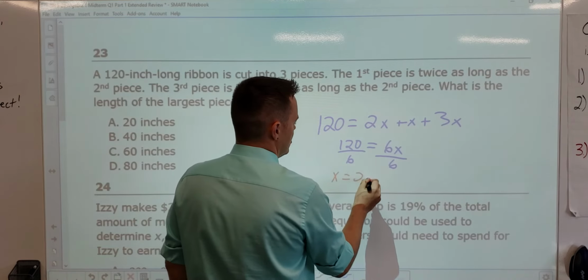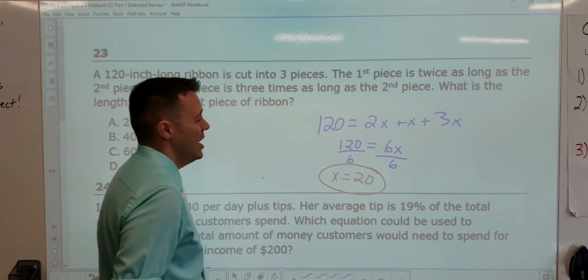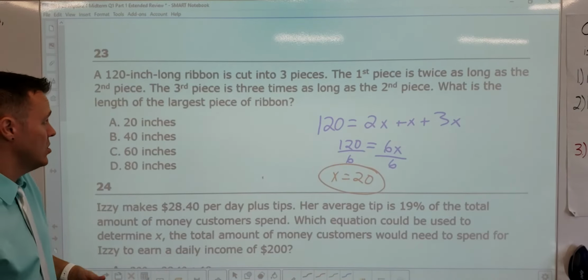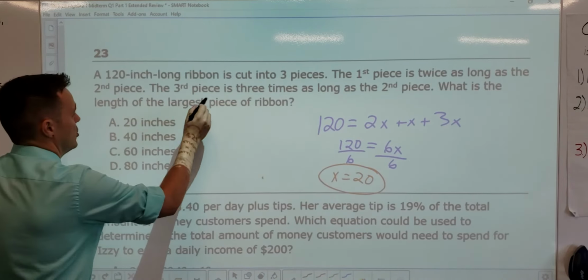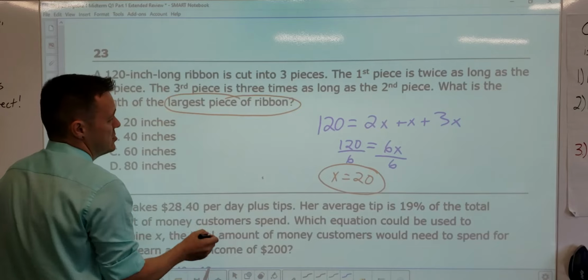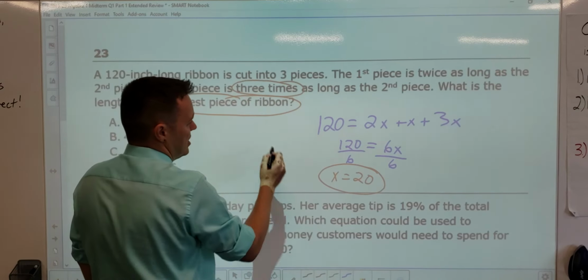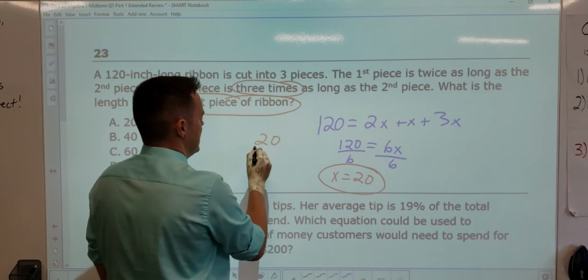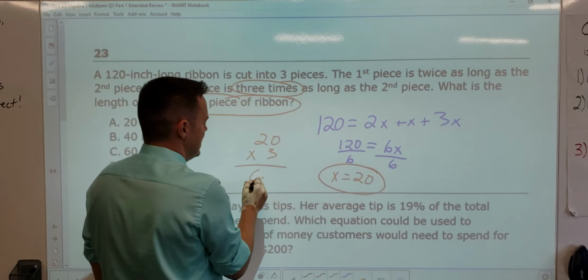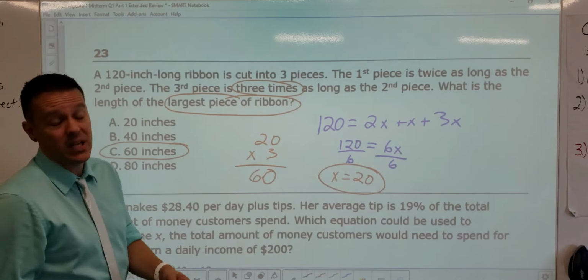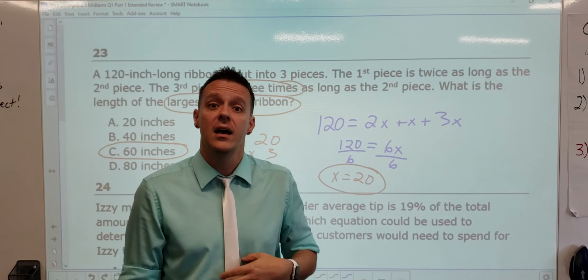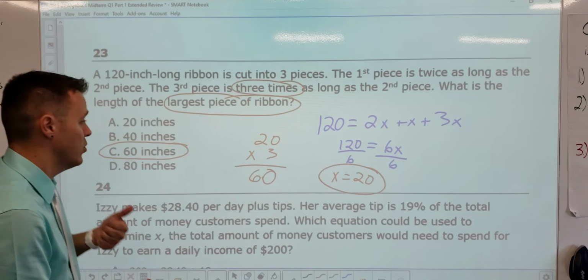x equals 20. Okay? That is what x equals. My largest piece is what? Because it's asking you for the largest piece. My largest piece is 3 times the length. So it would be 20 times 3, which is 60. Do not give me the answer of x equals 20. I don't care. I'm not asking for that. I'm asking for what the longest length would be.